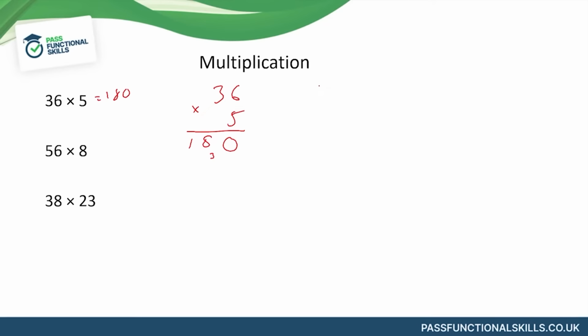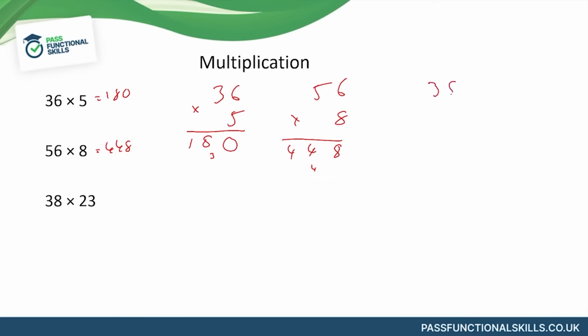Let's do another example. So 56 multiplied by 8. So again, 8 times 6 followed by 8 times 5. 8 times 6 is 48, carry 4. 8 times 5 is 40, plus 4 is 44. So that comes to 448.